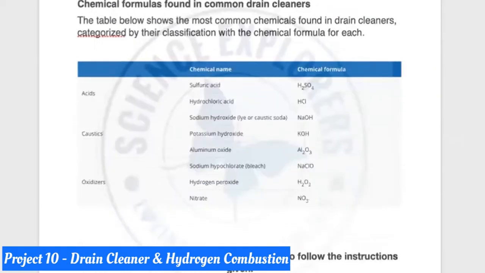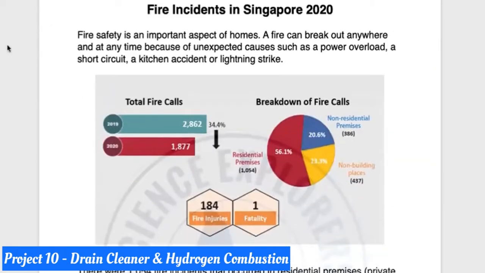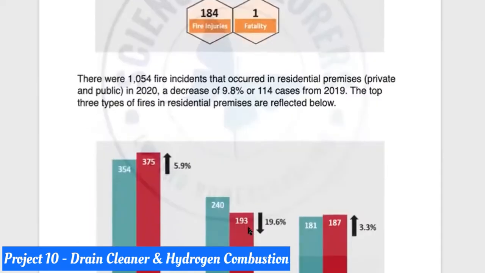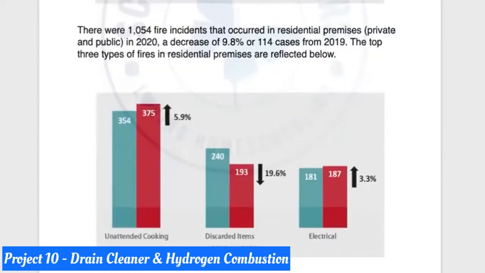And if you look at this, in Singapore, there are a lot of fire incidents. You can look at the chart over here, how many fire injuries there are, how many are fatal. Online, if you search around, you can see this is 2019 and 2020. These are caused by unattended cooking, discarded items, or electrical faults. That's why when we talk about throwing things into the rubbish bin, we try not to throw chemical-based things in there, because you never know what happens when people throw wet stuff or other things that might react to it.